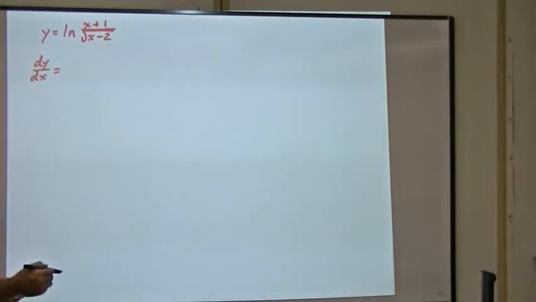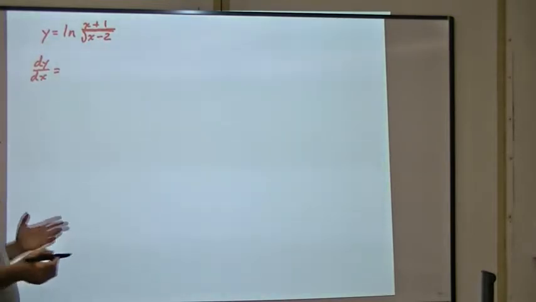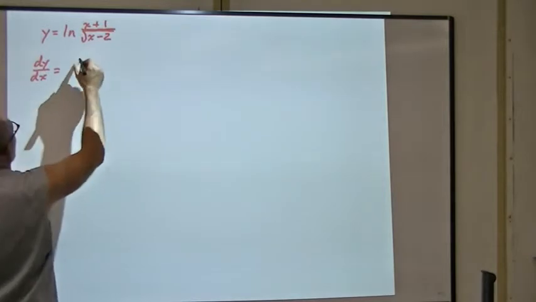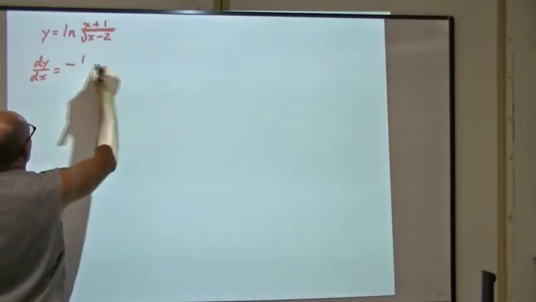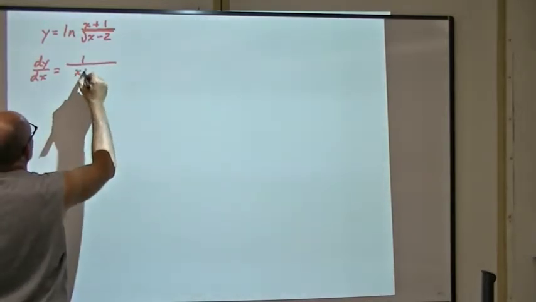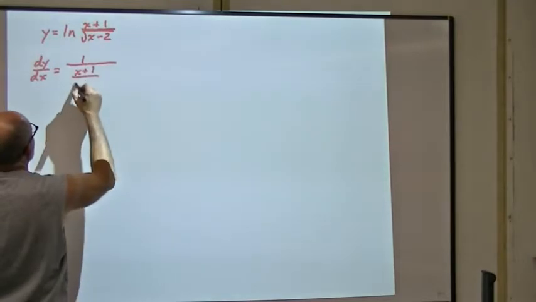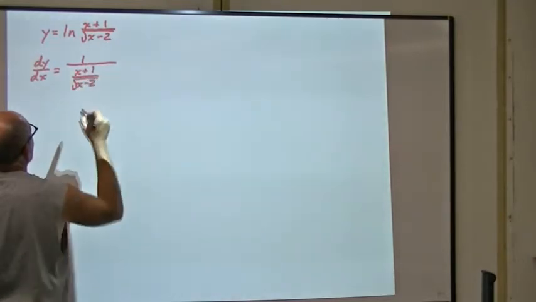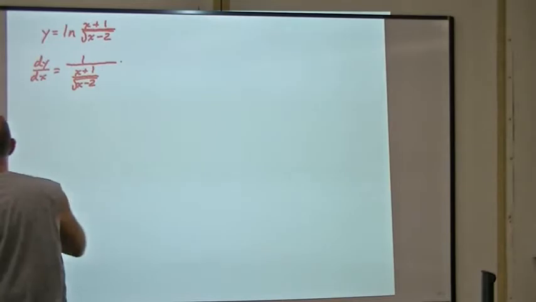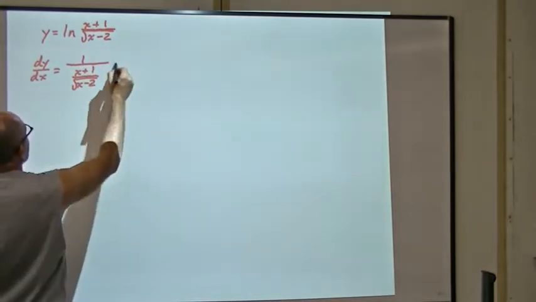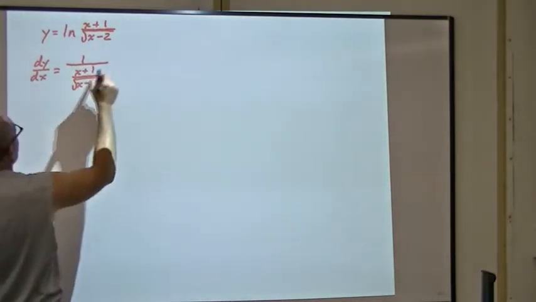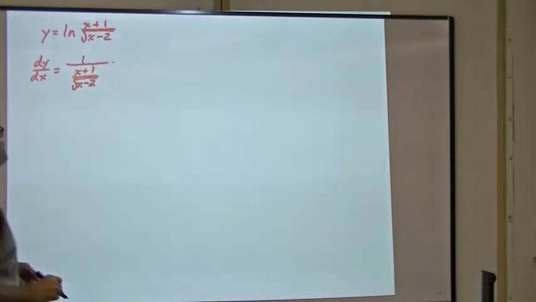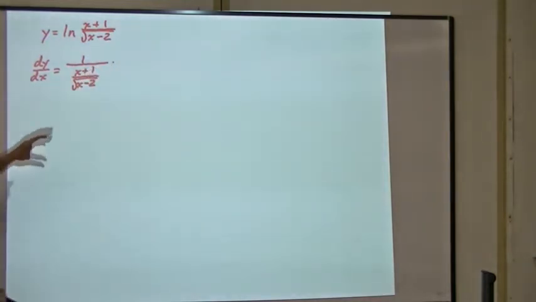So, check this out. Natural log of x plus 1 over square root of x minus 2. So, the derivative is going to be 1 over x plus 1 over square root of x minus 2 times the derivative of the inside. Let's not take up that much room. Times the derivative of the inside, which is the derivative of this whole fraction.